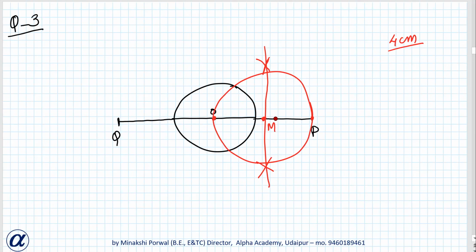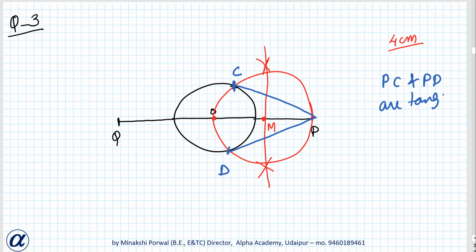Now with PM as radius and M as center, draw a circle. Name this point C and this point D, and join PC and PD. These are the required tangents from P. So PC and PD are tangents from P. Okay. Same procedure we'll do on the other side also.